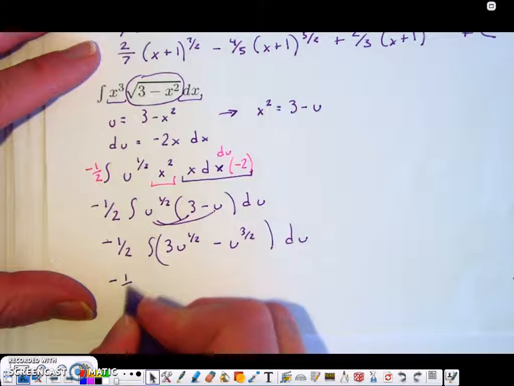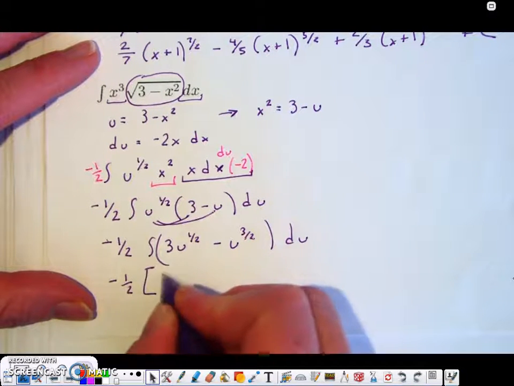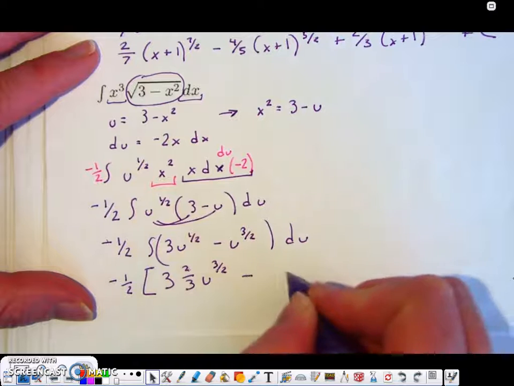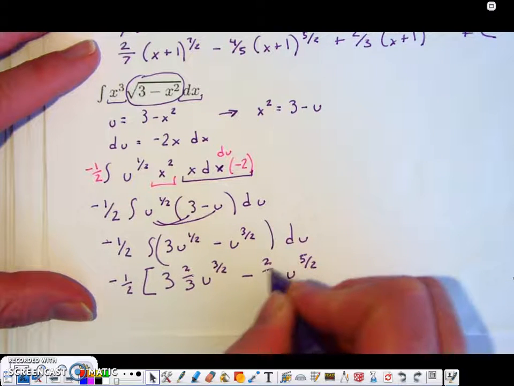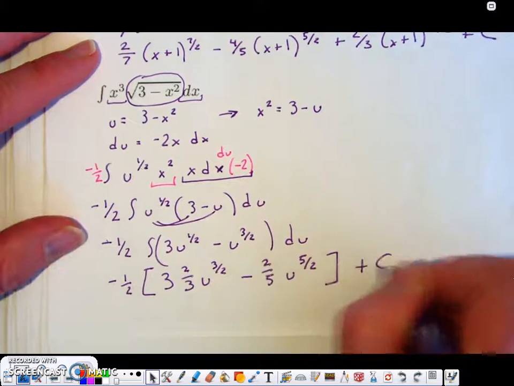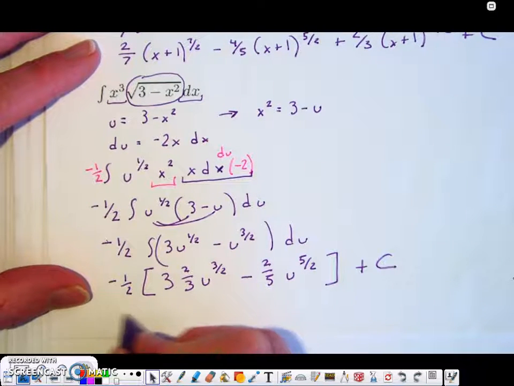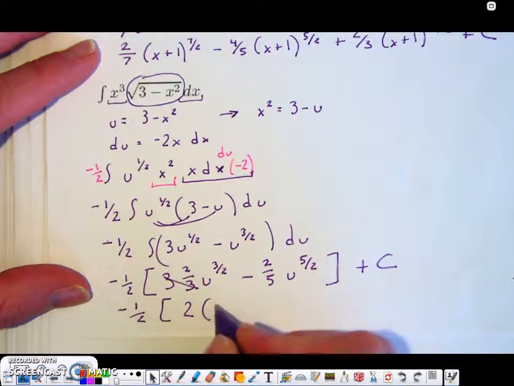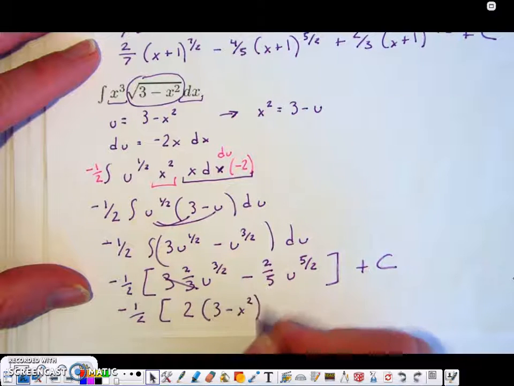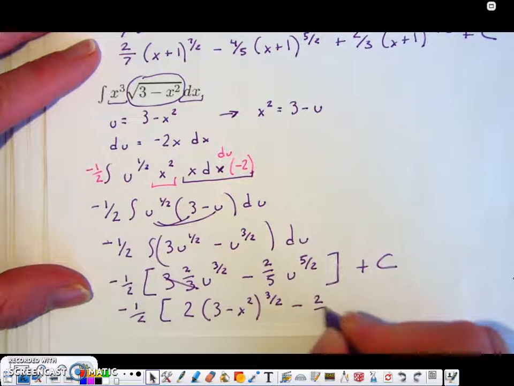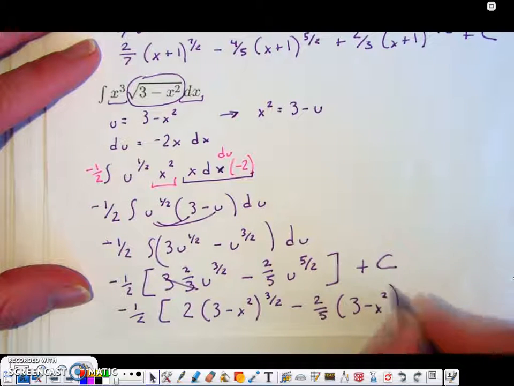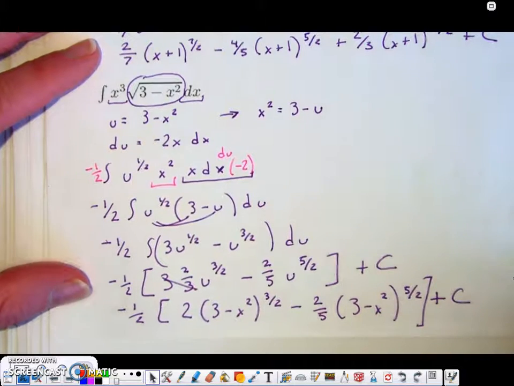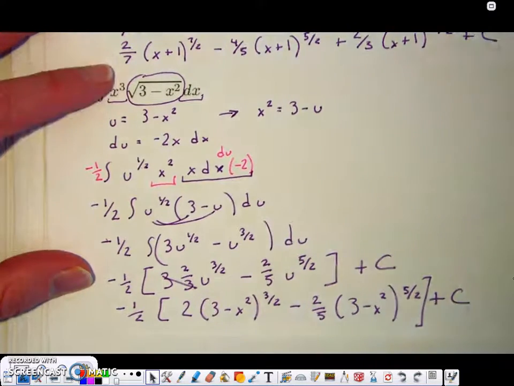Okay, so this would be negative 1/2 times the quantity, 3, and we'd have u to the 3/2 times 2/3, minus u to the 5/2 times 2/5, plus c. And then we'd have negative 1/2 times 2. I'm going to go ahead and substitute in the u. 3 minus x squared to the 3/2 minus 2/5, 3 minus x squared to the 5/2 plus c. And then you can either distribute the negative 1/2 or not.